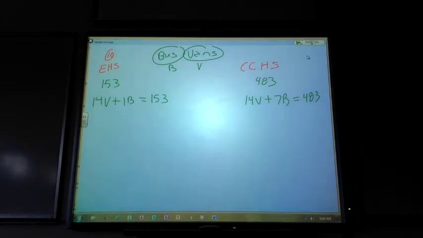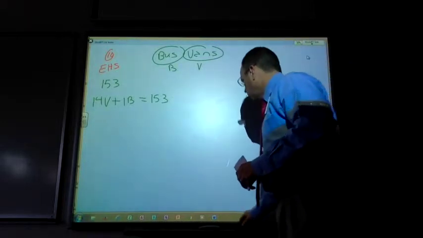Okay, so, still reading this adventure. Let V equal the number of vans, B equal the number of buses. Write a system of equations that represents the situation. 14V plus 1B equals 153. 14V plus 7B equals 483. That's my system. Taking a look at this system of equations.